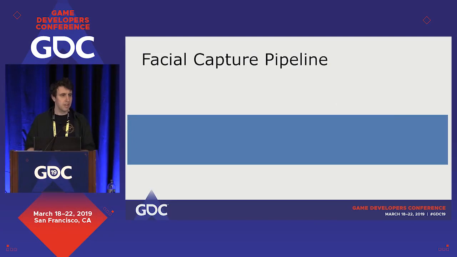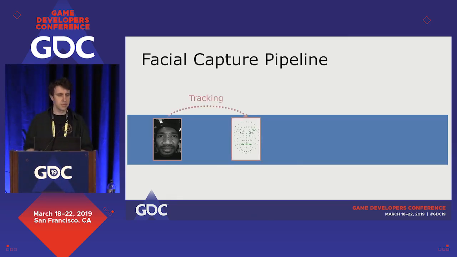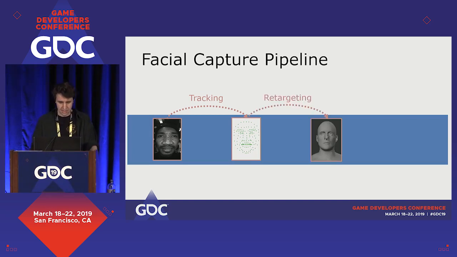And the pipeline works something like this. So you get as input basically the video feed, which came from the camera. And then there's a process called tracking where you extract some sort of points in 3D representing key landmarks on the face. And then there's a process called retargeting where you take this 3D track data and you actually put it on the character rig, which is used for the facial animation.